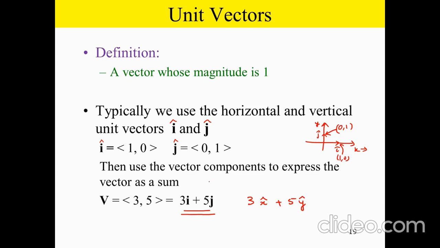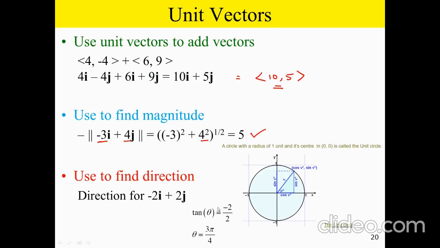So different notations might be used, but essentially they mean the same thing: if you have a vector v that is represented as 3 comma 5, you can represent this in terms of the unit vectors as 3i plus 5j. And this, as you will see, will help us do a lot of mathematics and calculations very fast. So let's start doing some examples.